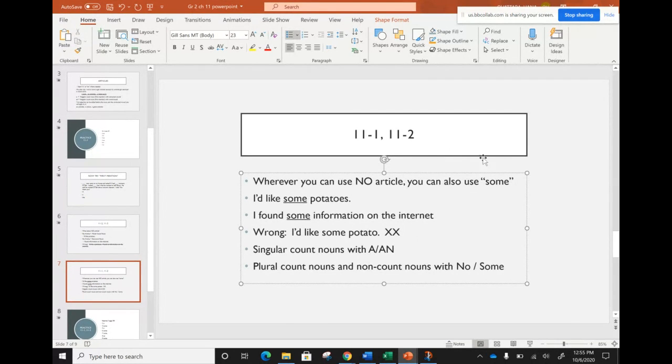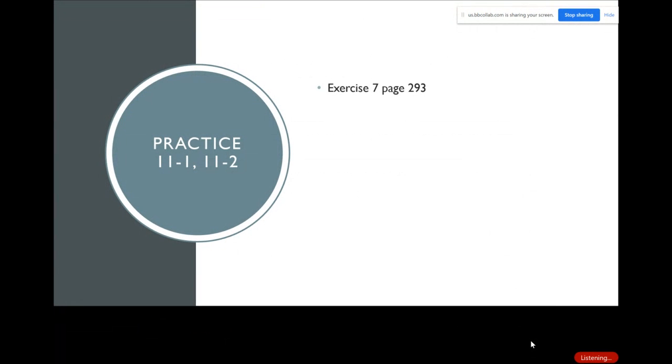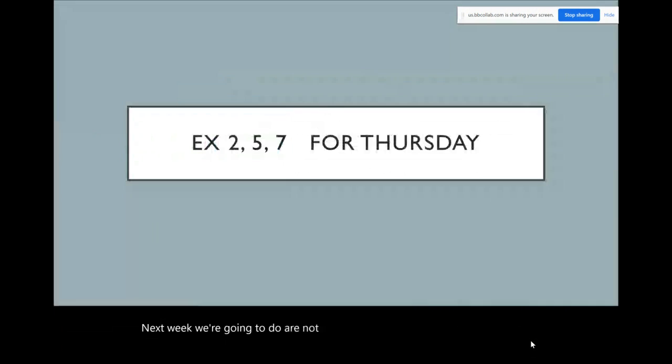Okay, so we are out of time, so we're going to do the practice as a warm-up on Thursday. We'll do those on Thursday.